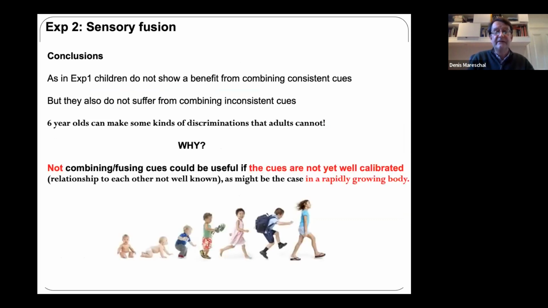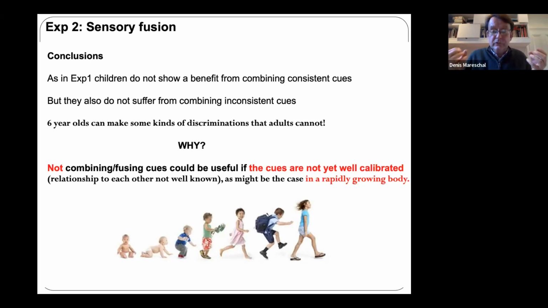So why would this be the case? Why would you not want to fuse information, lock in information? Well, one possible reason is that it's useful if your sensory cues are not really well calibrated against each other. If the relationship between, say, vision and proprioception in space is not well established, then you don't want to lock it in because it might be wrong. And that's particularly true if you have a body that's growing.